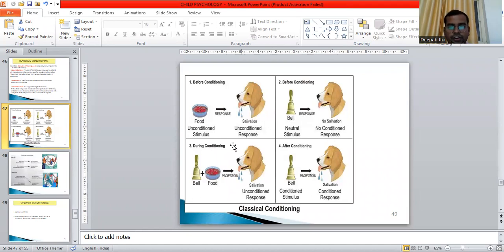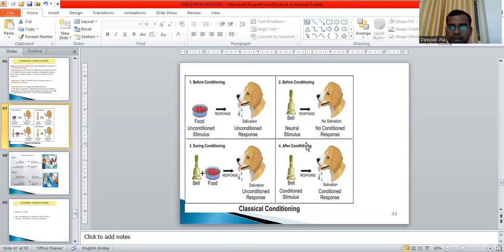Now during the conditioning process, Pavlov presented both of these things together. He gave the food to the dog and also rang the bell. The dog again salivated because the food was present, so again the unconditioned response of salivation was seen. After a few rounds of conditioning, Pavlov did not give the food to the dog, he just rang the bell. Before conditioning, only the bell did not produce any salivation.